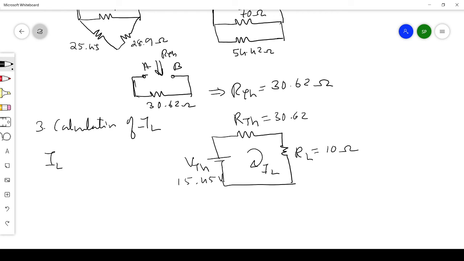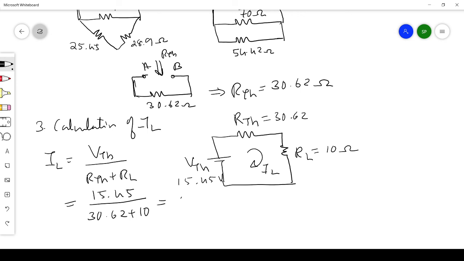So we find IL is equal to VTH upon RTH plus RL. We know the values, so 15.45 divided by 30.62 plus 10. This will be 0.38 amperes. This is the value of current flowing through the load resistance of 10 ohm. This is how you solve electrical networks using Thevenin's theorem.